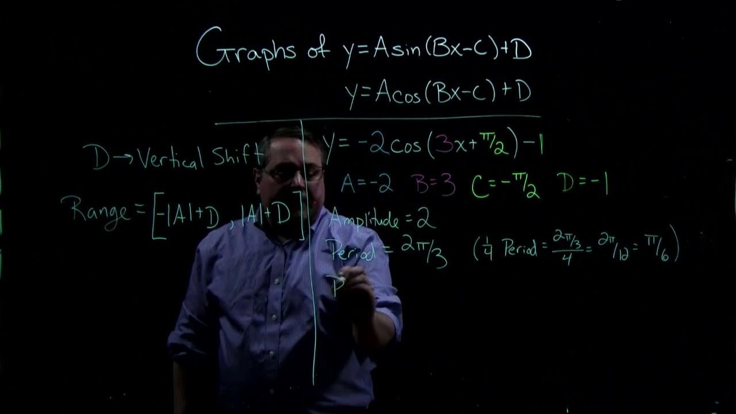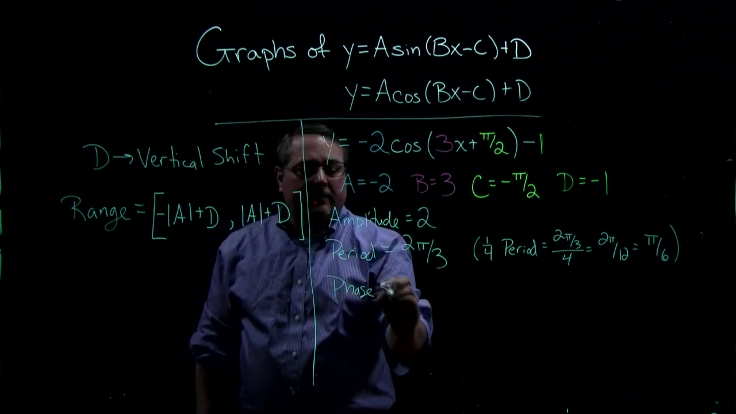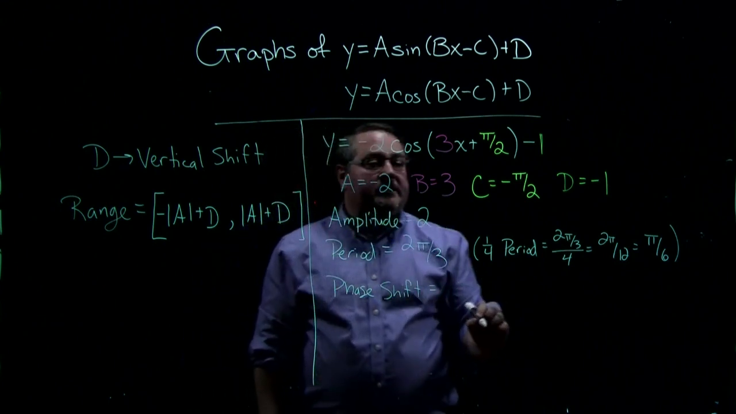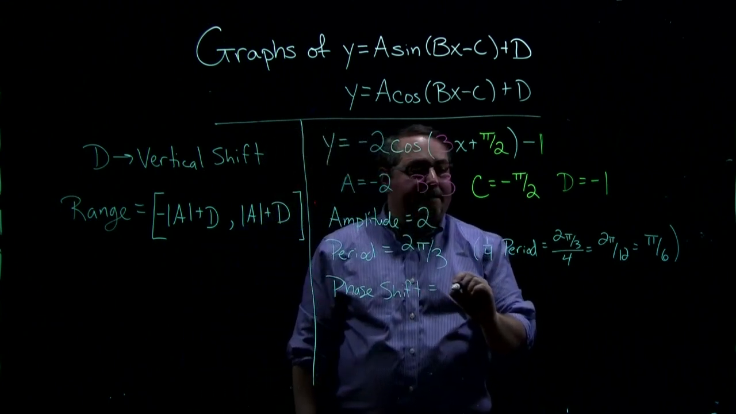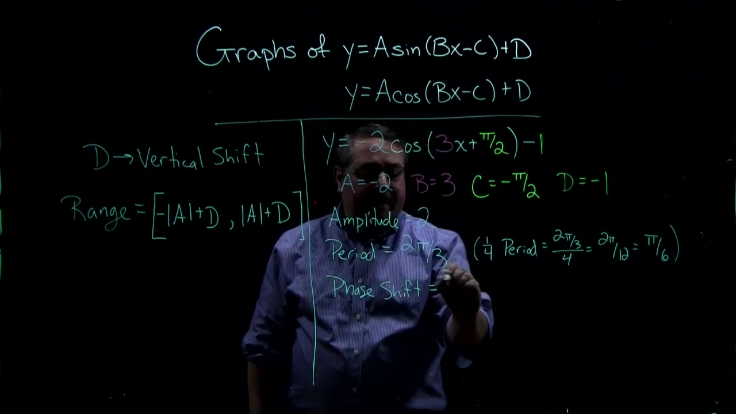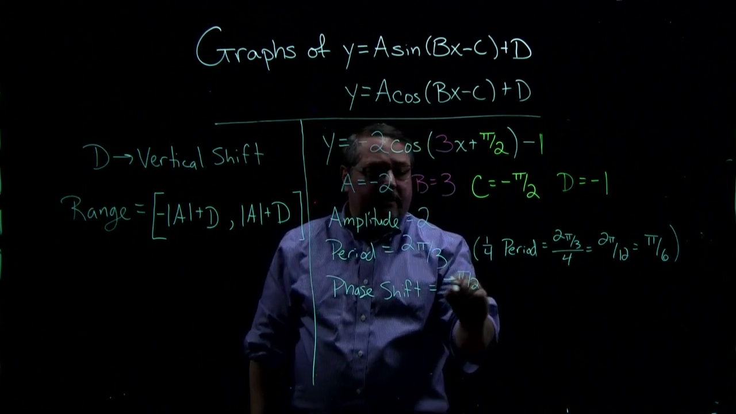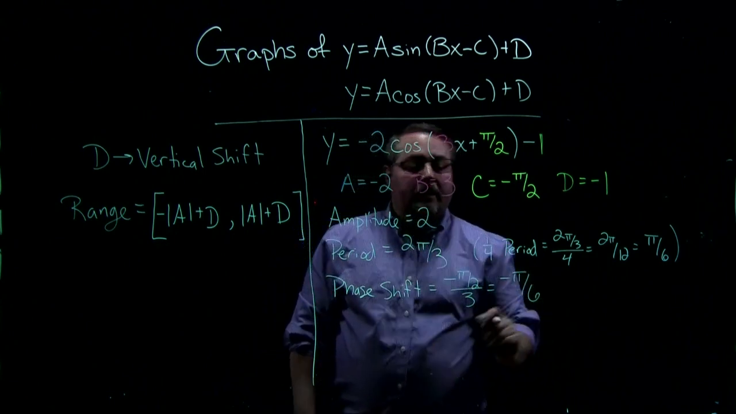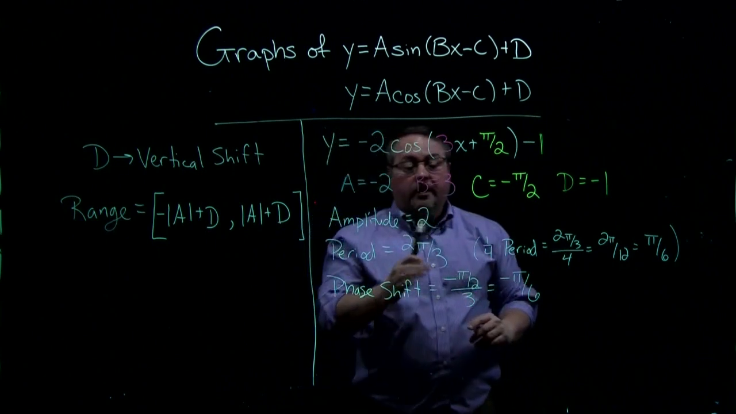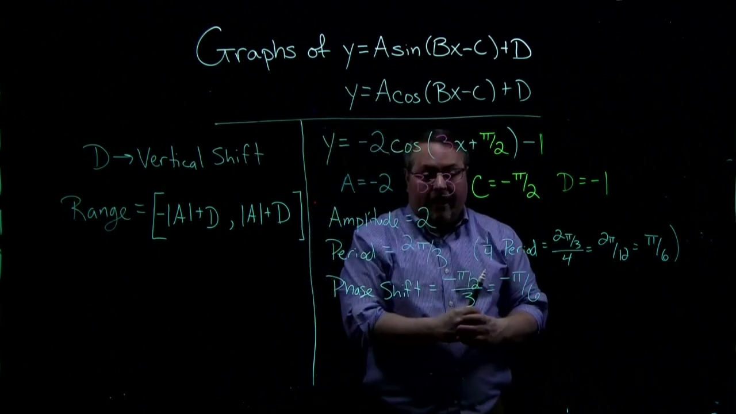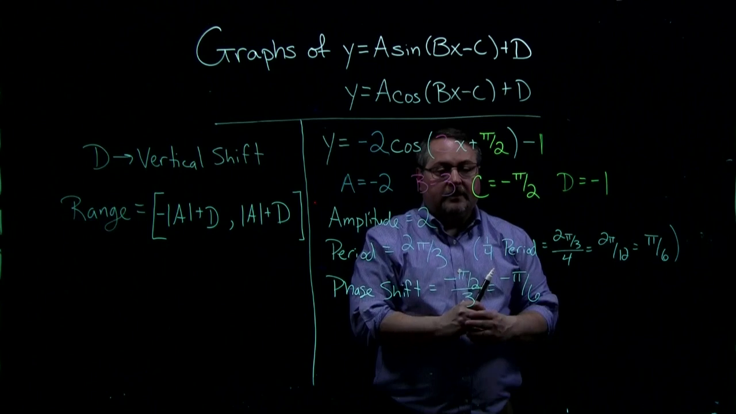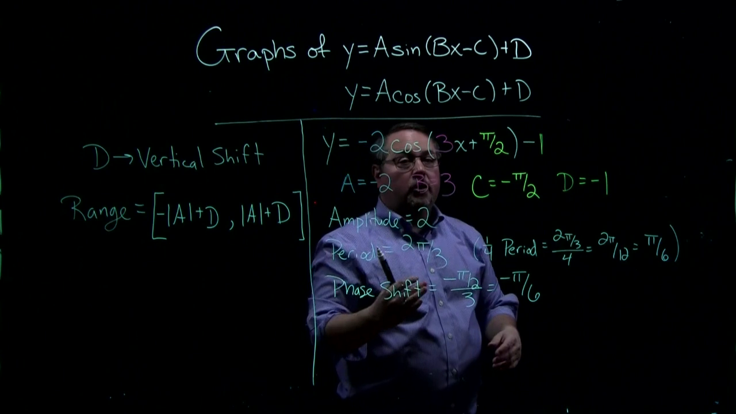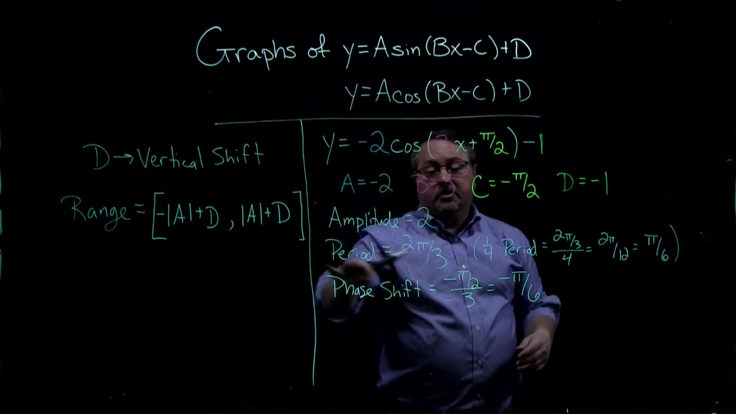And then our phase shift is going to be c divided by b. So that's going to be negative pi over 2 divided by 3, which is negative pi over 6. Okay, so in other words, we're going to start our period shifted pi over 6 units to the left. So we're going to start it at negative pi over 6. So this fact that we're adding pi over 2, since we're adding the positive number inside the cosine, that means we're going to have a left shift.